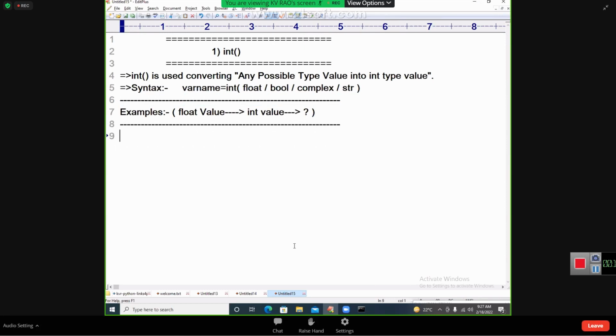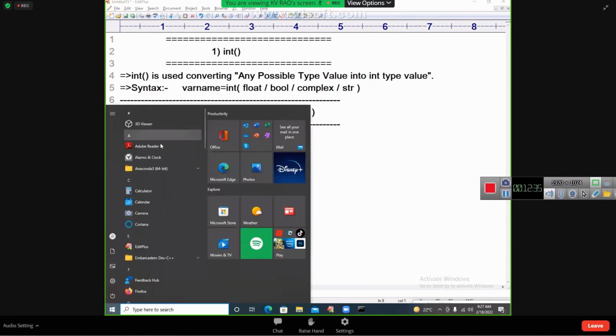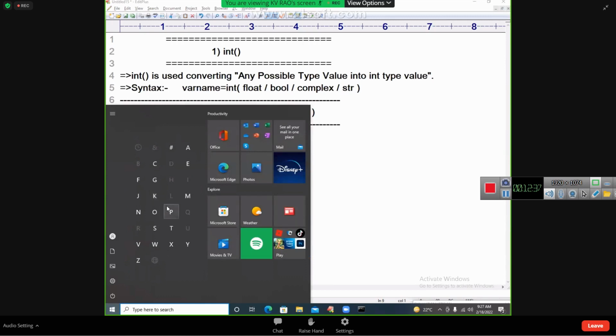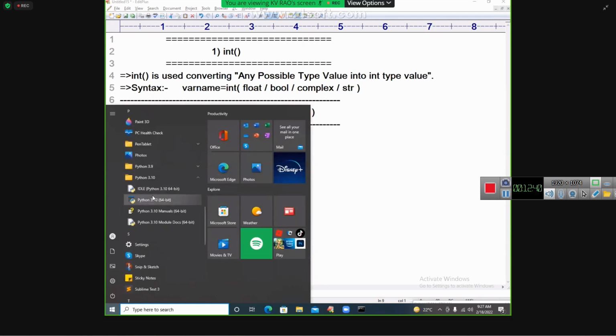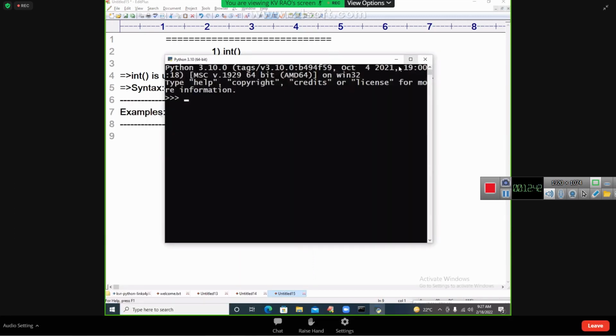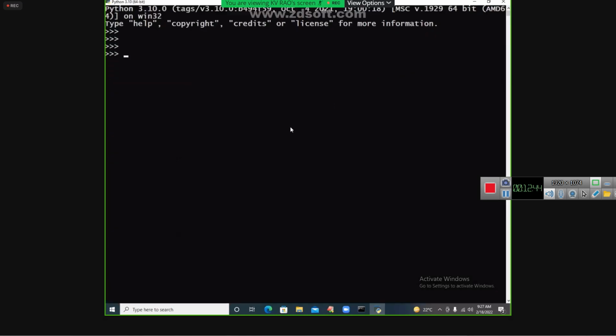Let's start the example part. Let us go to the Python command prompt. Observe it practically. A is equal to 10.24. Print of A.